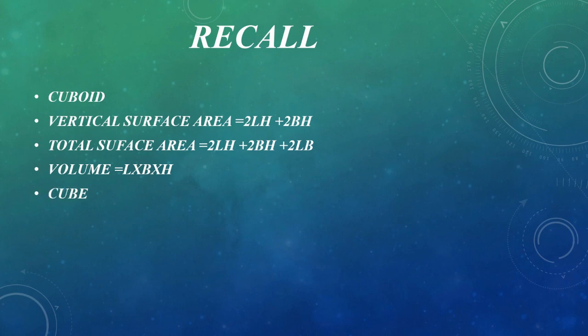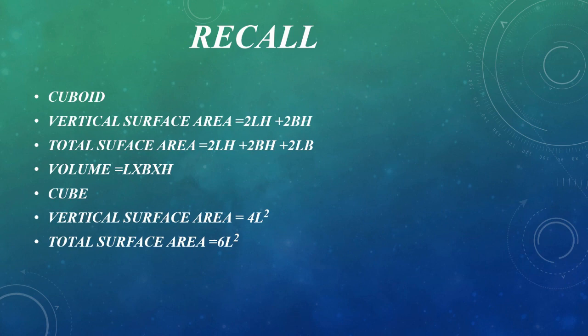We have learnt about cube. Lateral surface area of cube is equal to 4L square. Total surface area is equal to 6L square. And volume is equal to L cube.